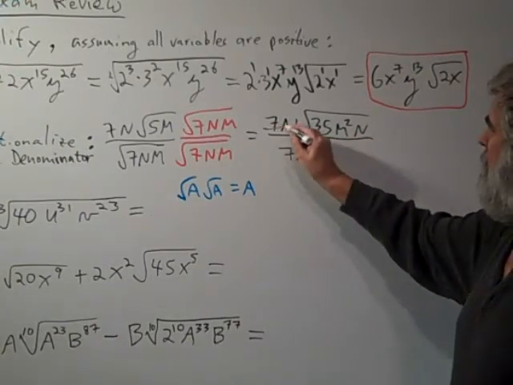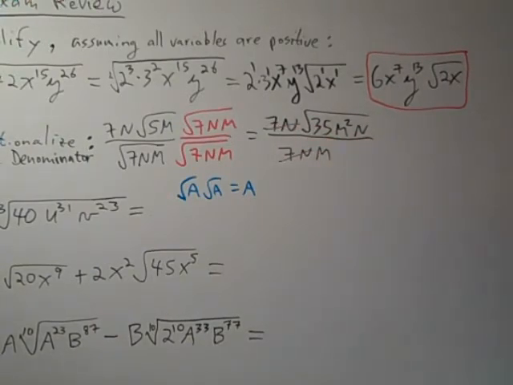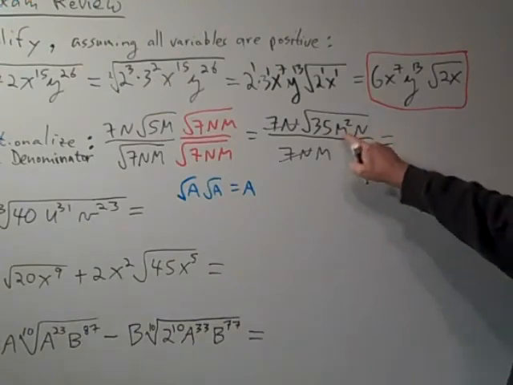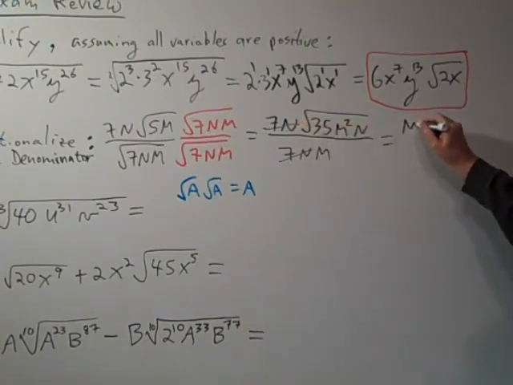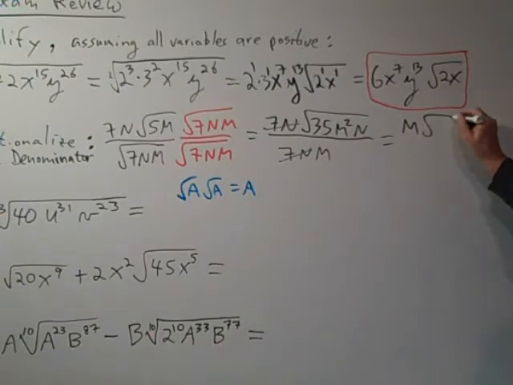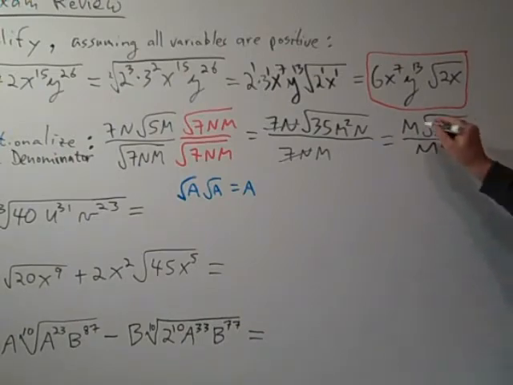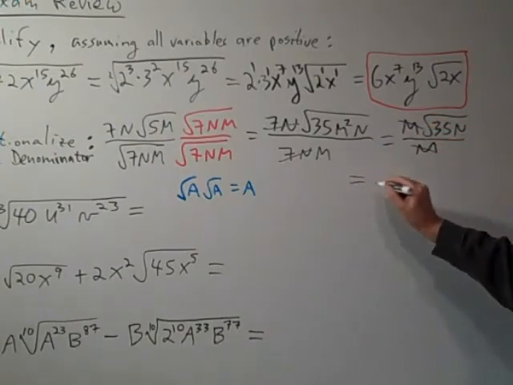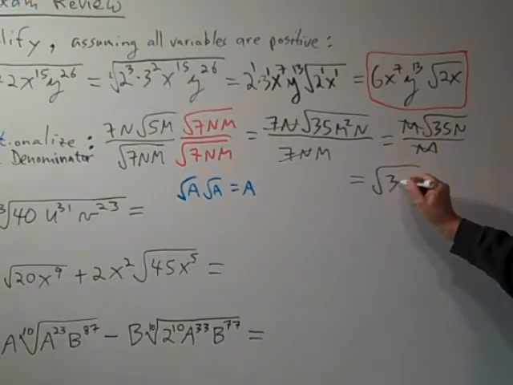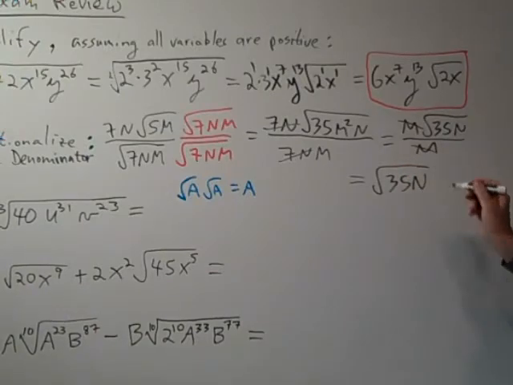The 7's and the n's cancel, so we're left with, one of these m's can come out of the radical, because the square root of m squared is m. So it's m radical 35n divided by m. Oh, so that m cancels. So this ends up equaling the square root of 35n. And we set out to only eliminate the radical, get the radical out of the denominator, but we eliminated the entire denominator.